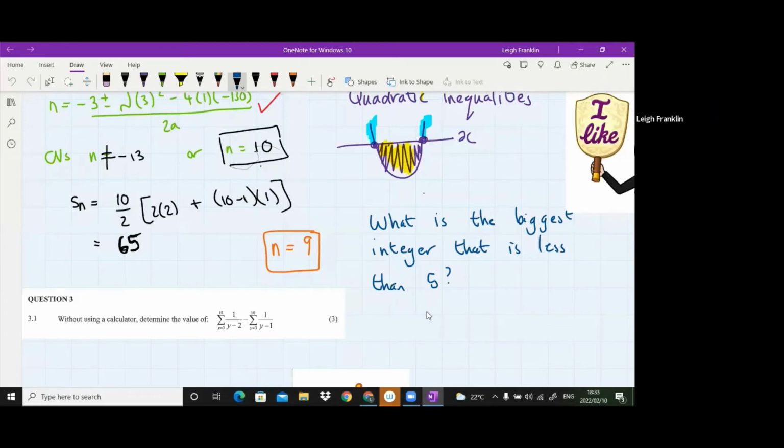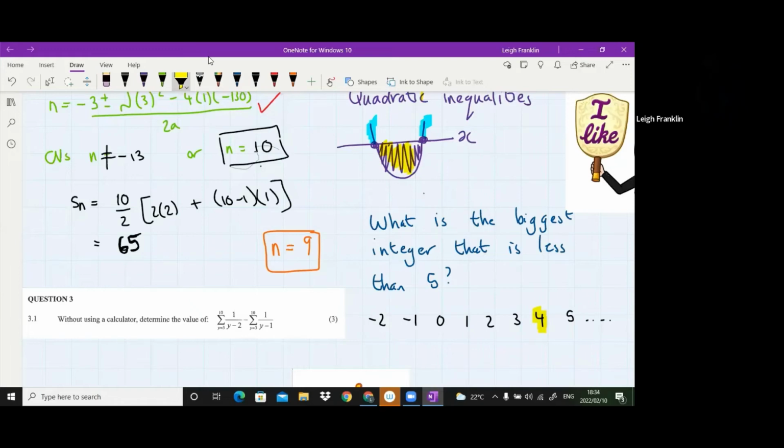So if I ask you, what is the biggest integer that is less than 5? I want you to name the integers. Where do integers start? With negative numbers. So an integer would be something like -2, then -1, then 0, then 1, then 2, then 3, 4, then 5, and so onwards. So the biggest integer that is smaller than 5 is 4.